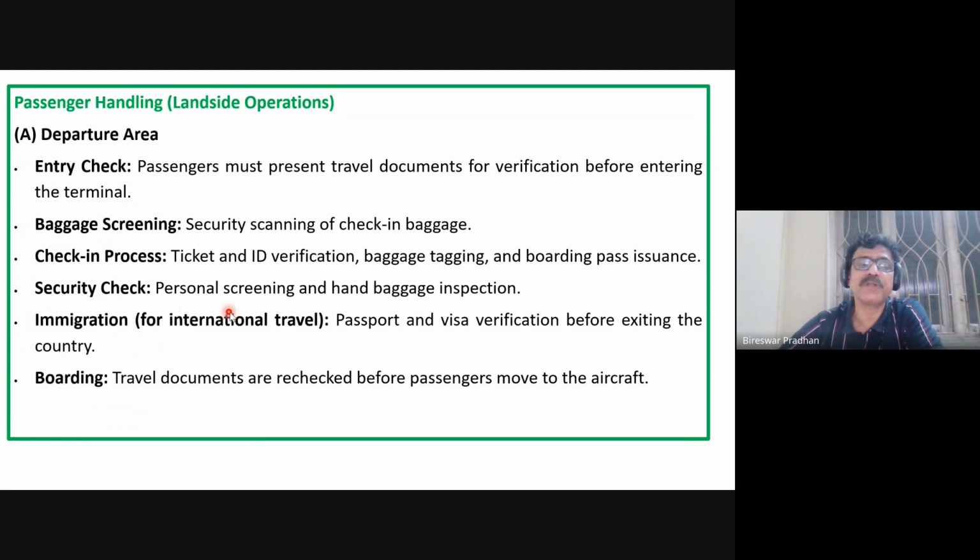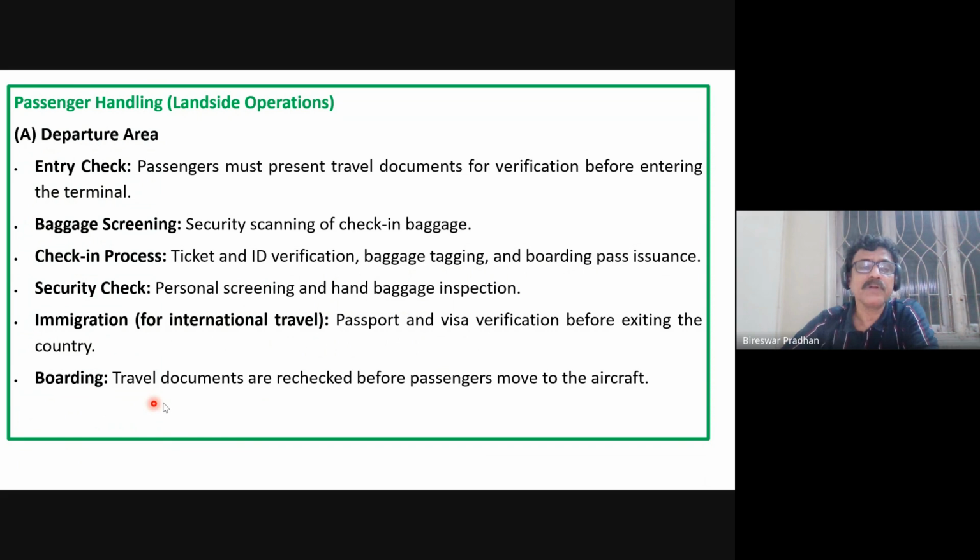Security check: personal screening and hand baggage inspection. Then immigration for international travel. When we are talking about international travel, the immigration department is there. They will check documents, passport, identity and visa, whether it is allowed, for verification before exiting the country.